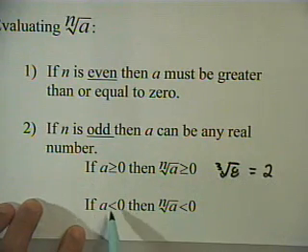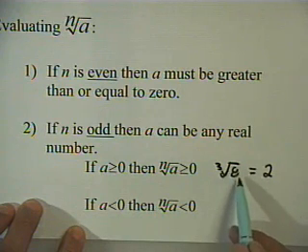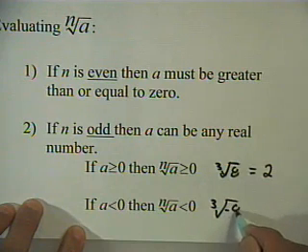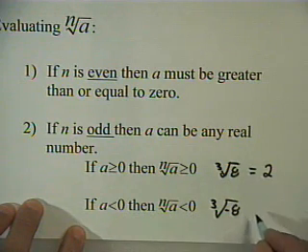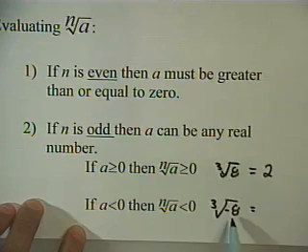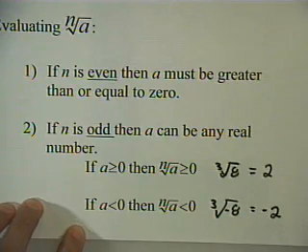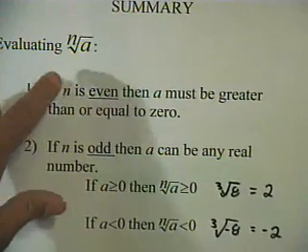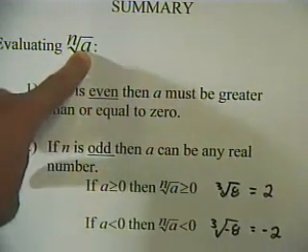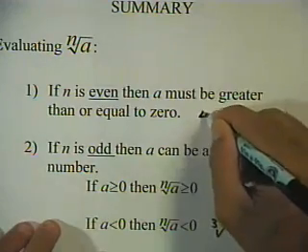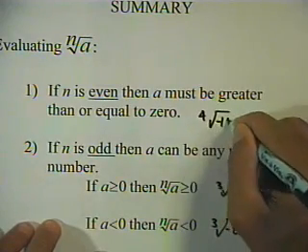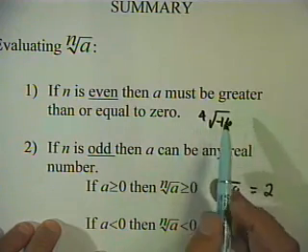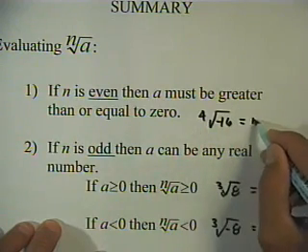On the other hand, if whatever is under the root sign is a negative number, maybe negative 8, then the answer must be less than 0. The cube root of negative 8 is negative 2. But again, if we're taking the nth root of a negative number with n even, such as the fourth root of negative 16, you cannot take the fourth root of a negative number. We just say it's not real.